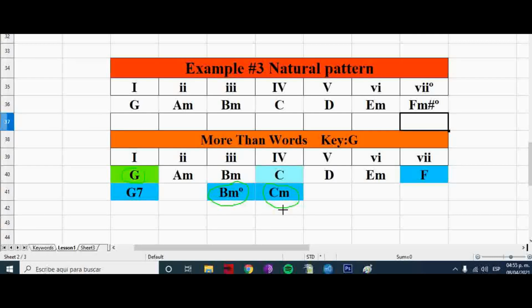He's breaking the pattern. And finally, right here, this is supposed to be F minor sharp diminished, like here, but he is just breaking the pattern, because this is rock and roll.